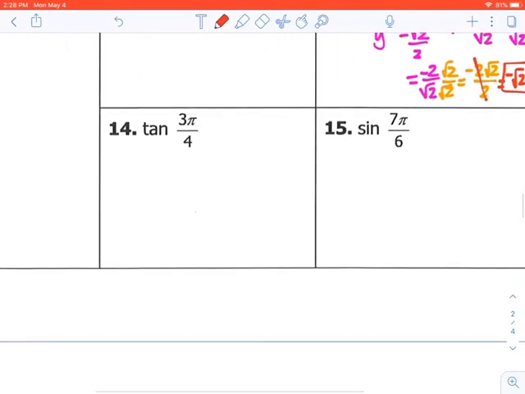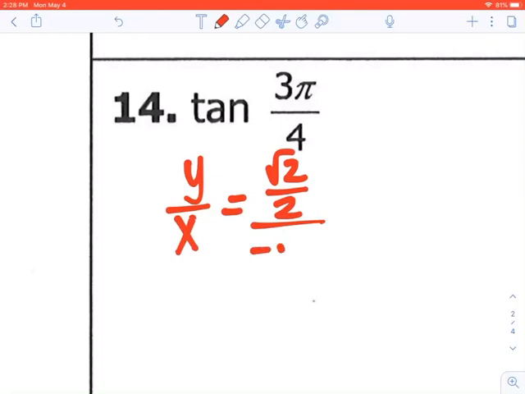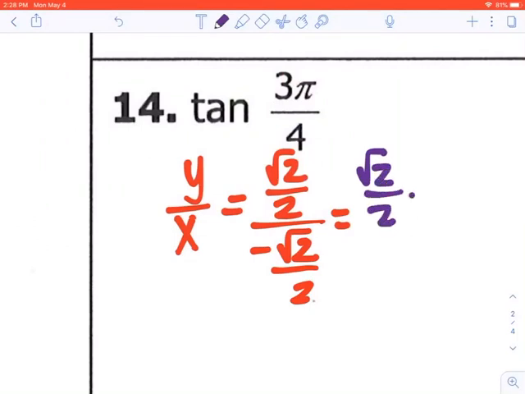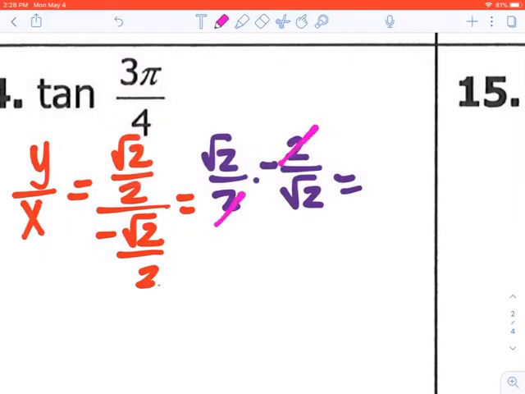Tangent 3 pi over 4. So I look at 3 pi over 4. I remember that tangent is y divided by x. Tangent 3 pi over 4 is in the second quadrant. My y is root 2 over 2. My x is negative root 2 over 2. And so when I multiply by the reciprocal, root 2 over 2 times negative 2 over root 2, I can cross cancel. 2 divided by 2 is 1. Root 2 over 2 is 1. And I have that negative in there, so that's a negative 1.